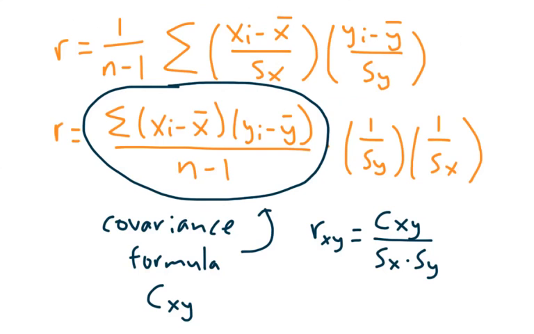That's because it's not a standardized measure. So, for example, if you use a certain variable that has big numbers, like IQ or SAT scores or something like that, that's going to lead to a bigger magnitude for covariance. Whereas correlation, on the other hand, is a standardized measure.